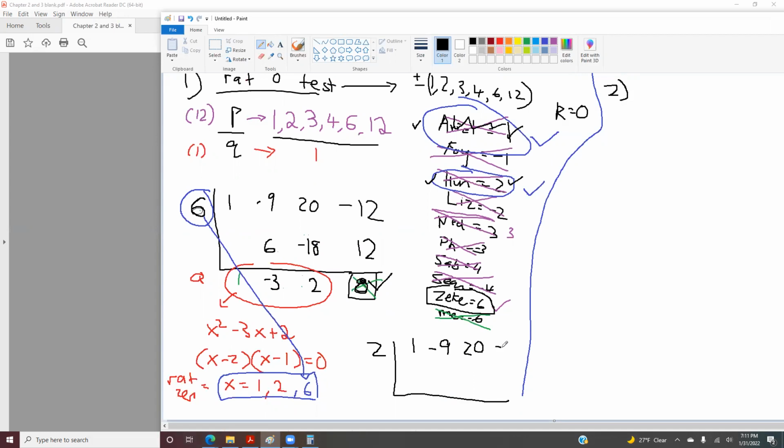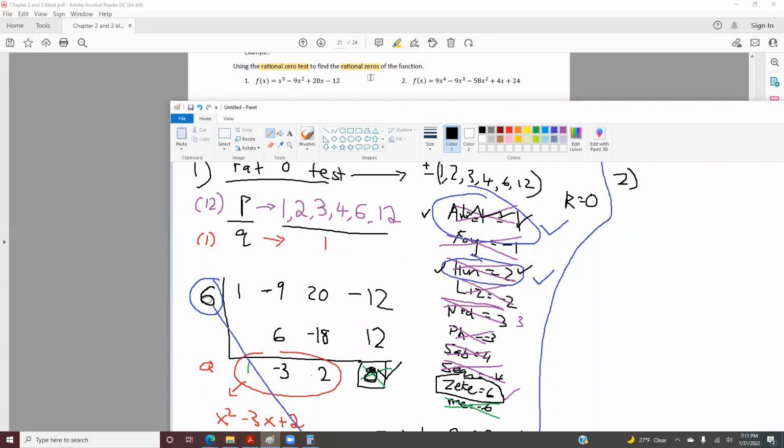Class, make sure you have a calculator with you. So drop the 1. Hunter, you do it then. What did you get? Oh, my bad, 2, right? Don't forget, it's a -9. Please, class, this is serious here.